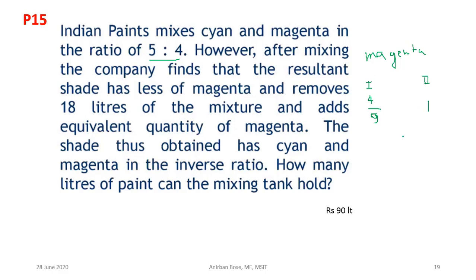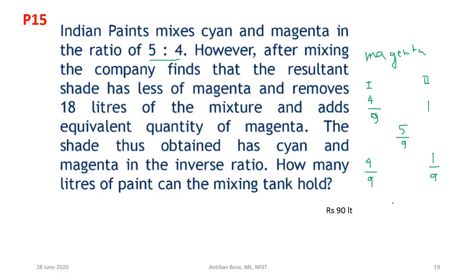Let us consider the second kind, which is the pure magenta, is basically the 1. Okay, and the final ratio contains what? The final ratio contains just the reverse ratio of the magenta and the cyan, right? So 4 by 5, so it will be 5 by 9. So in what ratio are these two mixed? So that is 9 minus 5, so 4 by 9, and here it is 1 by 9.